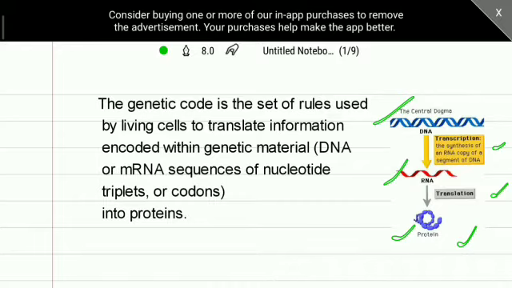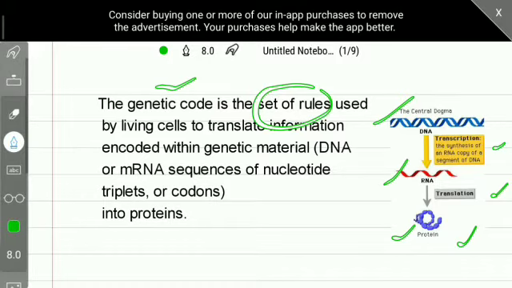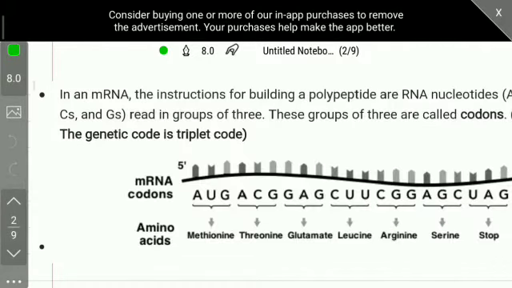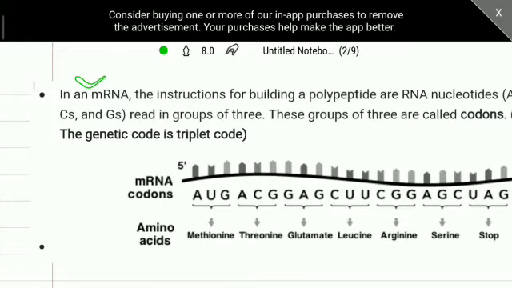This flow of information follows a set of rules. These sets of rules are called the genetic code. Let us see what the properties and roles of the genetic code are. Now you have seen how mRNA is formed. mRNA is formed by a process called transcription. The instructions for building a polypeptide or protein are RNA nucleotides.